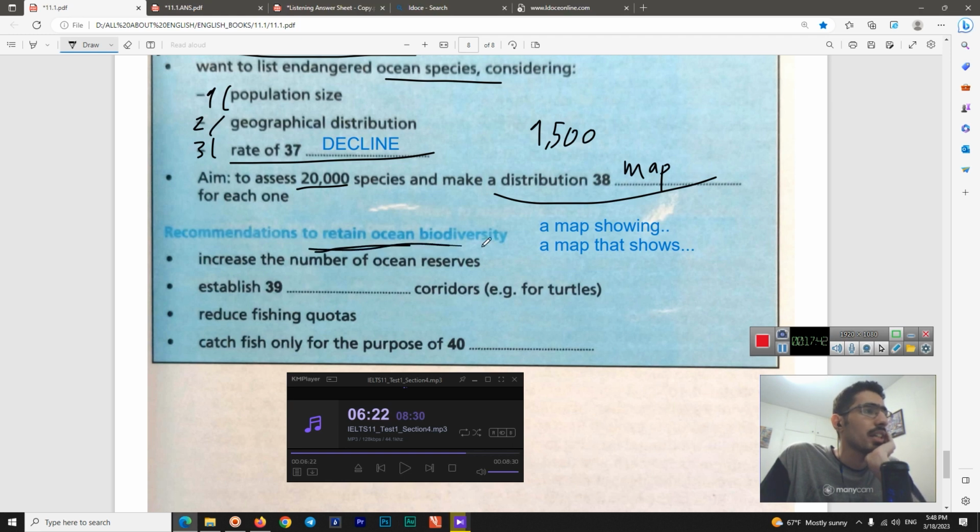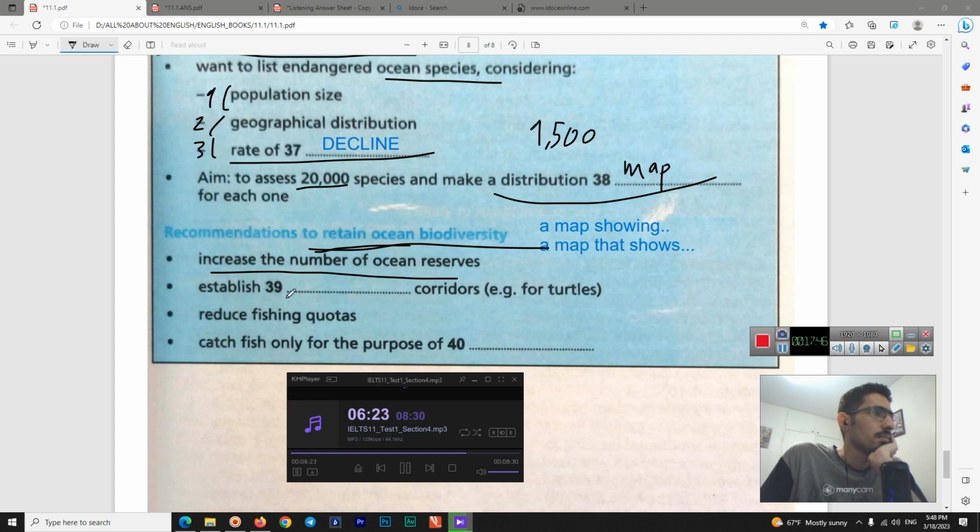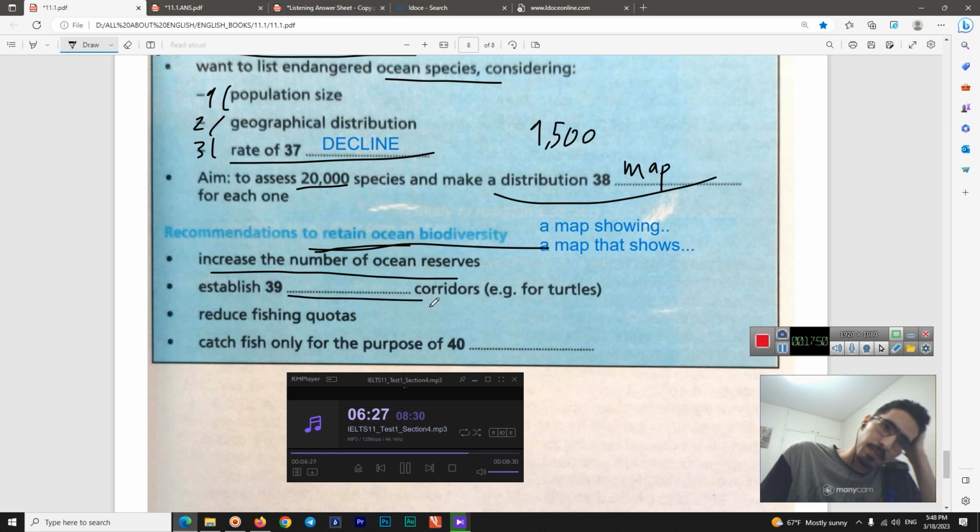So now we are here. You can increase the number of something. Firstly, we need to set up more reserves in our oceans, places where marine species are protected. We have some, but not enough.